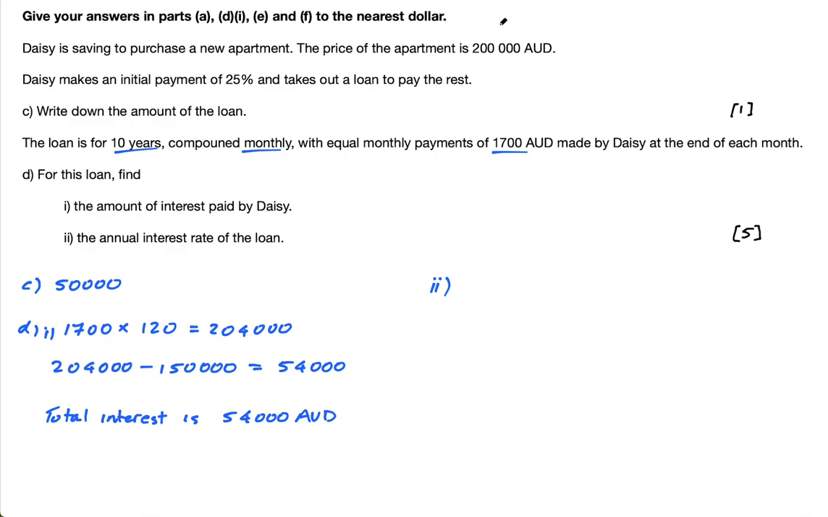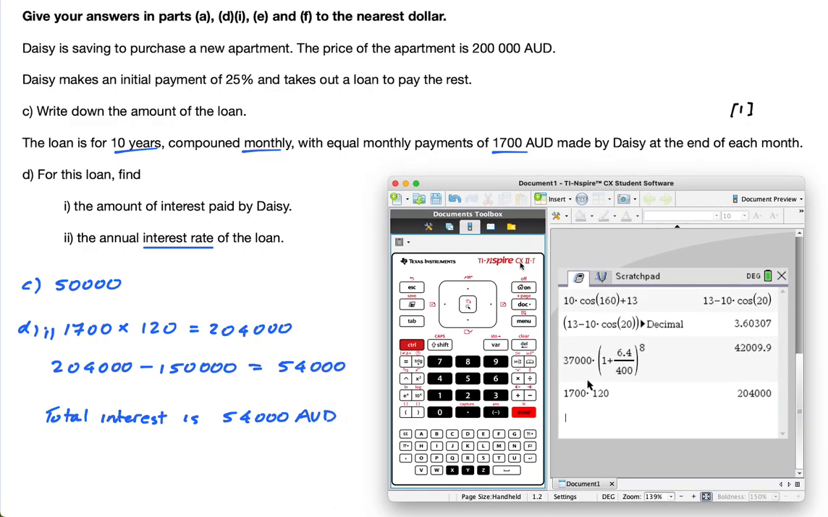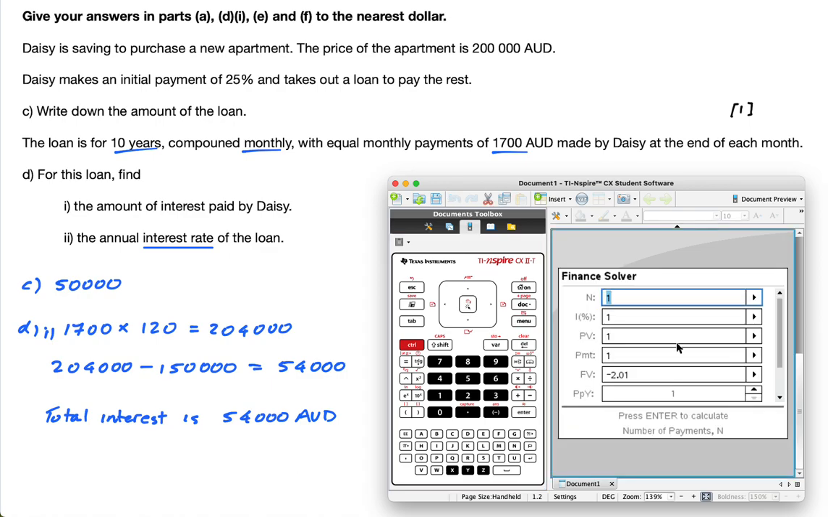Now I'm often talking about how sometimes the formula is easier, sometimes the finance solver is easier. In this case, when they ask you to find the interest rate, I think the finance solver is definitely easier. So let's take out the finance solver. We're going to go menu, finance solver. Okay, the N is the number of compounding periods, the total number of compounding periods.